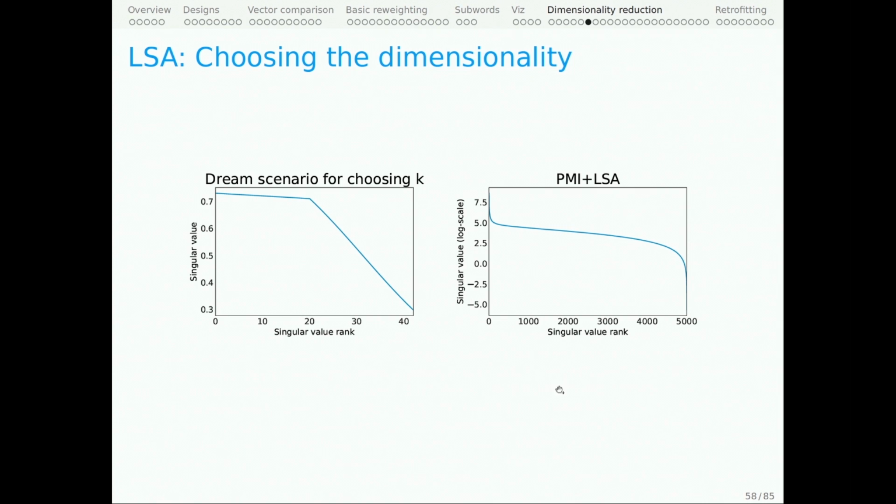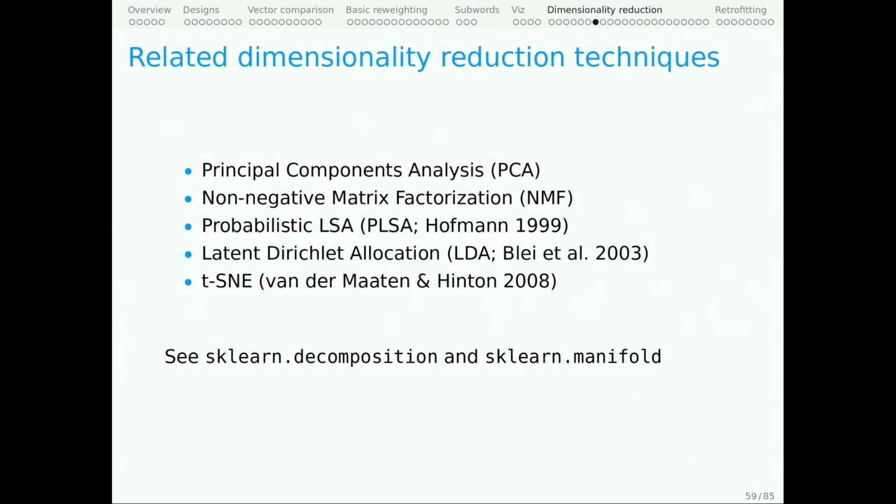If you ever see one of these dream scenarios, do post it on Piazza. We could have a wall of fame for them, but probably it'll be mostly this wall of confusion. And as I said, here are a bunch of other methods, and a lot of them are implemented in scikit-learn in its decomposition and manifold packages. Questions or comments before I move on to another method?